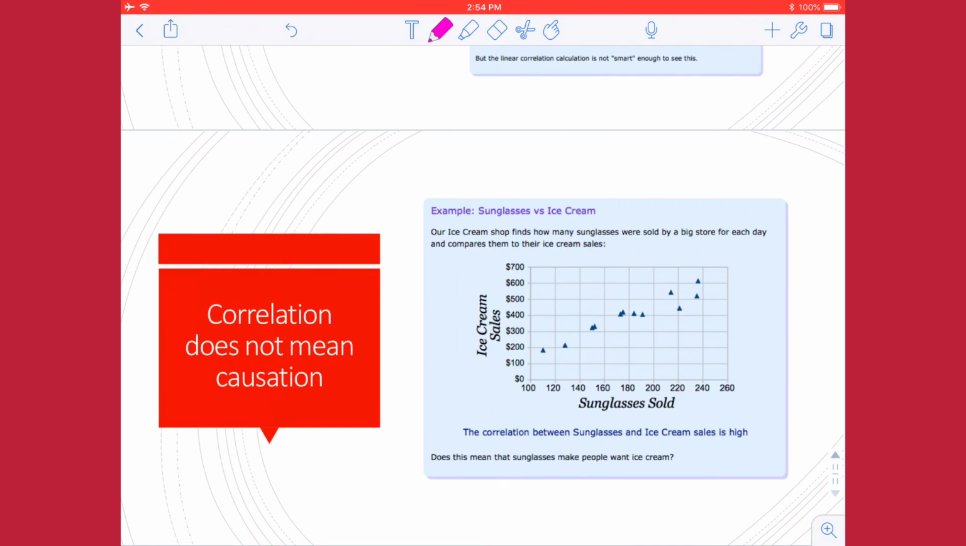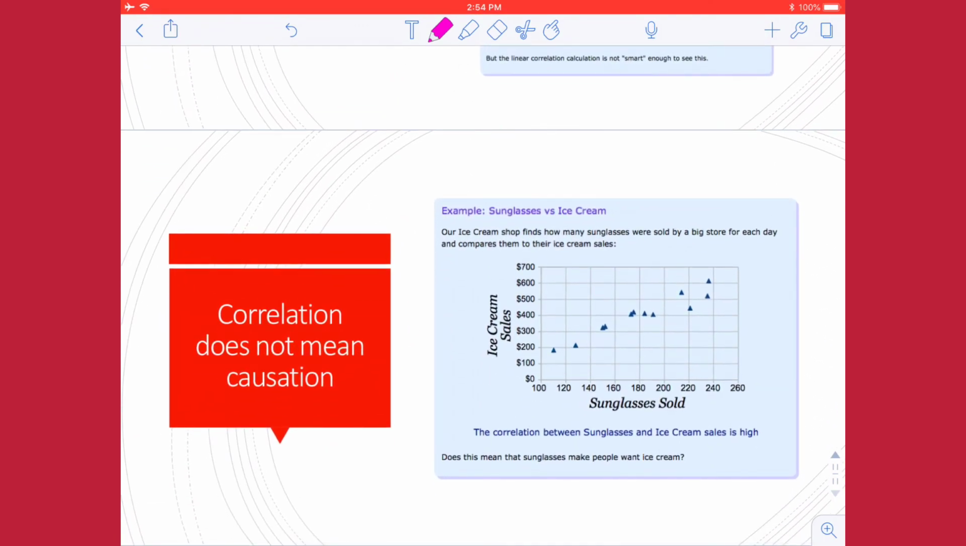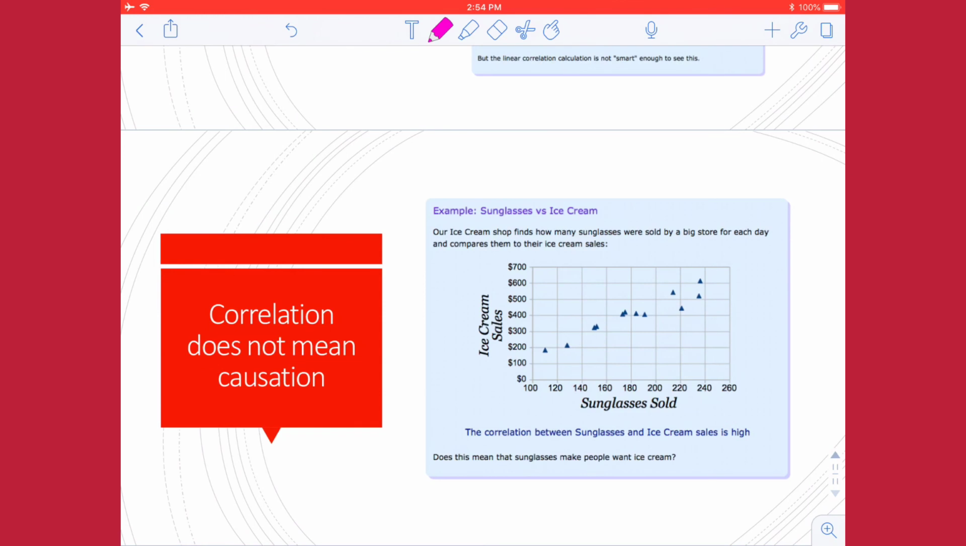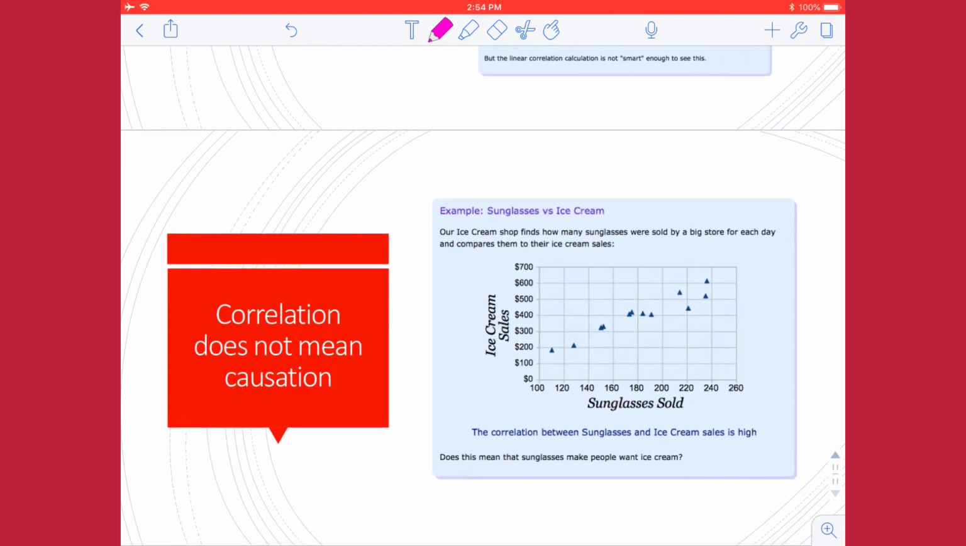It's also important to note that correlation does not mean causation. So it doesn't mean that that is a reason for something that is occurring. So our ice cream shop finds how many sunglasses were sold by a big store for each day and compares them to their ice cream sales. So although it appears visually to be a positive correlation, as there's more sunglasses sold, there's more ice cream sales, that doesn't mean that there's that cause and effect relationship.